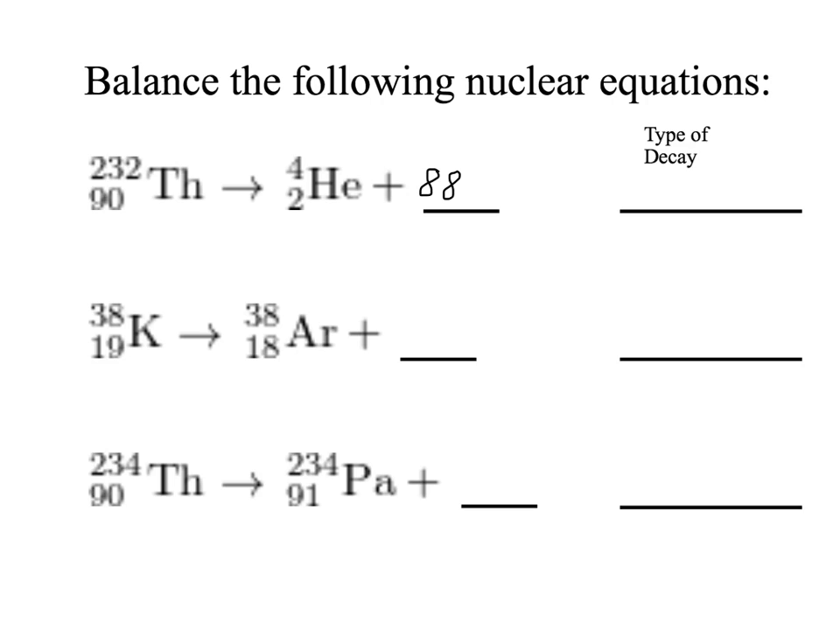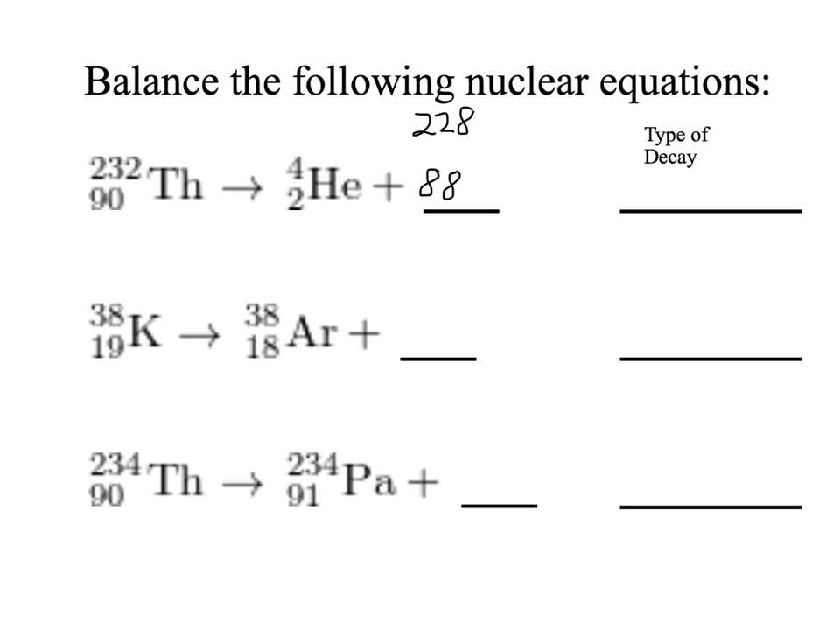88 plus 2 is equal to 90. We'll do the same thing for the mass number. We have 232 on the left, and we've got 4 on the right. So what plus 4 equals 232? If you came up with 228, that is correct.